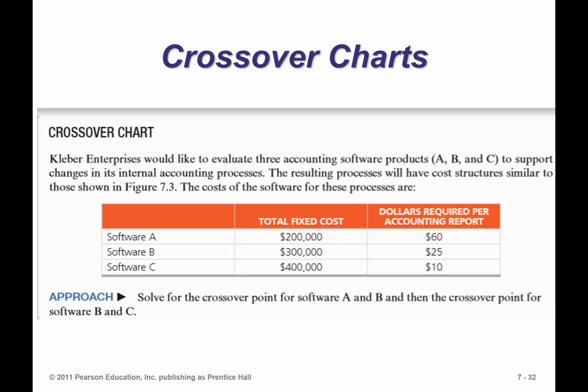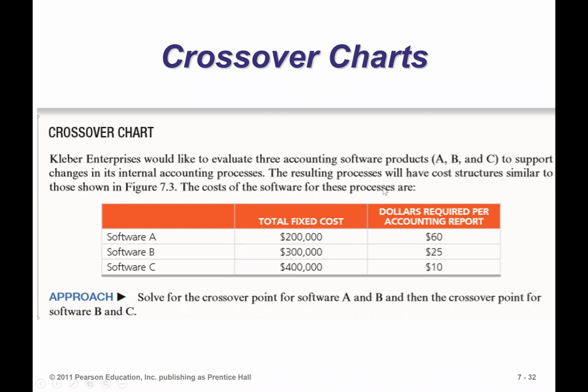Kevlar Enterprise would like to evaluate 3 accounting software, right? Product A, product B, and C, to support changes in its internal accounting process. The resulting processes will have cost structures similar to those shown in figure 7.3. So this is figure 7.3.